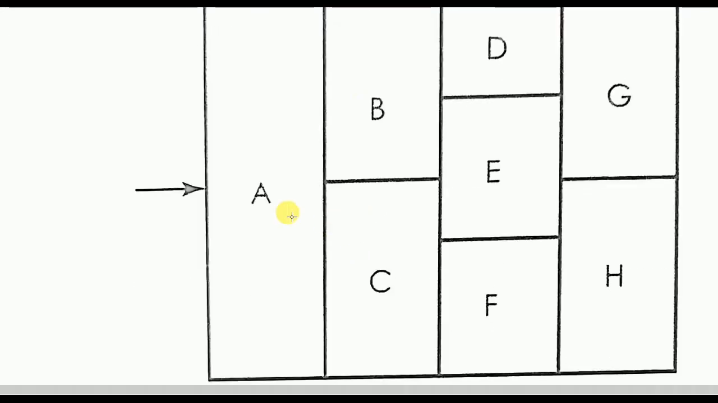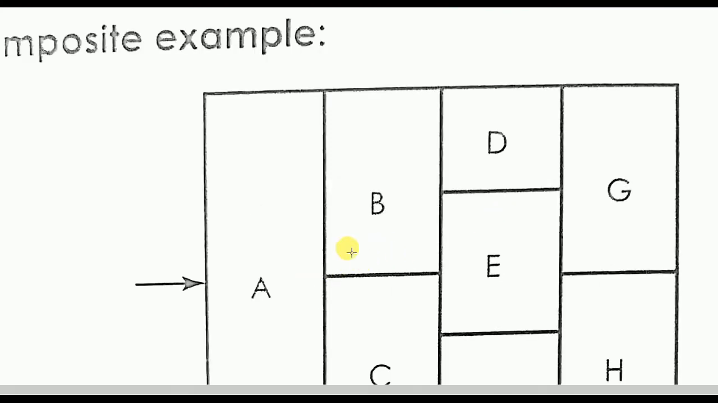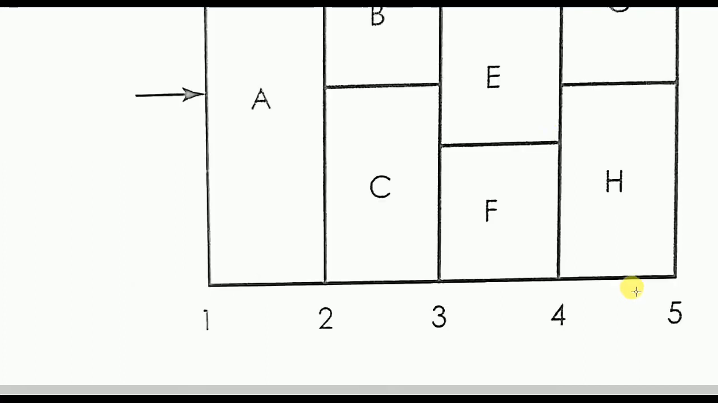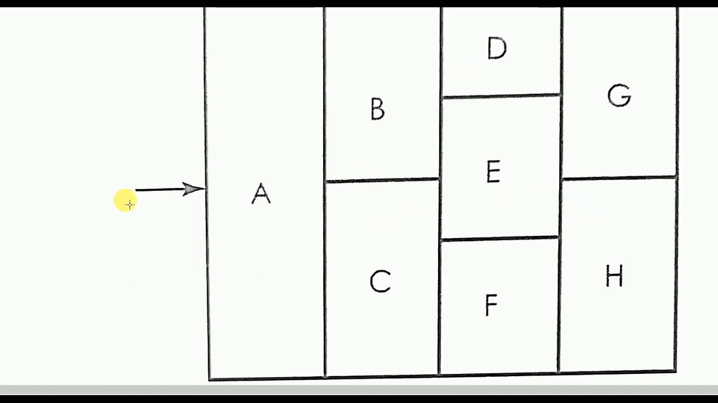You can see bodies which are being merged or mixed like that. A is here and B, C, D, E, F and G, H. Like that only. You already know about composites. I just want to show you how the problem will be given.